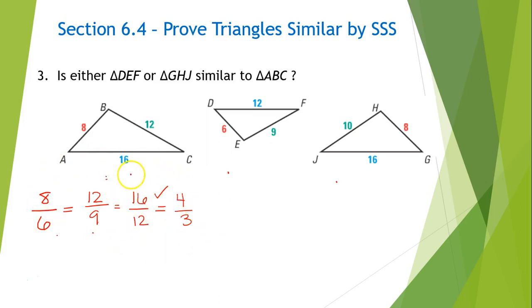All of these are equal to each other, so these two triangles, ABC and DEF, are similar. Let's go ahead and write that down. Triangle ABC is similar to triangle DEF. All right, now let's do this again, except let's compare ABC to GHJ. Again, shortest side over the other shortest side. The shortest side over here is 8, and the shortest side over here is 8.